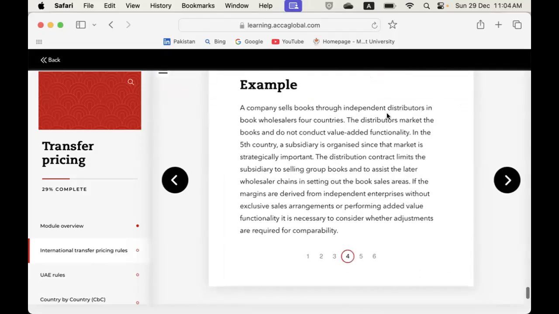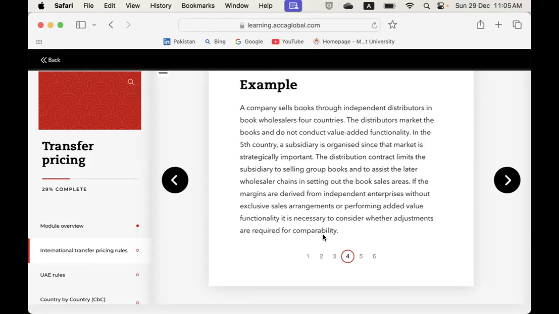A company sells books through independent distributors, book wholesalers, in 4 countries. The distributors market the book and do not conduct value added functionality. So no value addition is made; they simply purchase the book and sell it. In the 5th country, a subsidiary is organized. Since that market is strategically important, the distribution contract limits the subsidiary to selling group books and to assisting the wholesaler chains in setting out the book sales areas. If the margins are derived from independent enterprises without exclusive sales arrangements or performing added value functionality, it is necessary to consider whether adjustments are required for comparability.